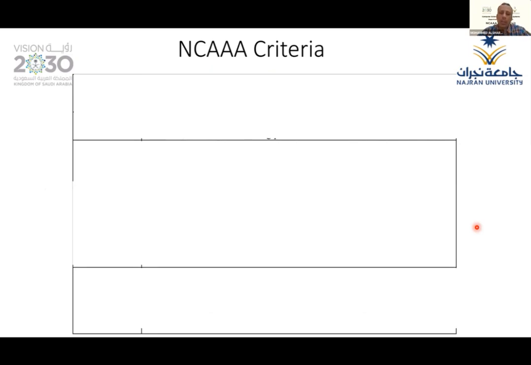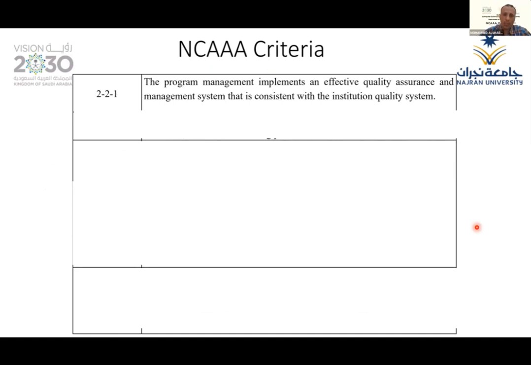The NCAAA criteria that could be covered during this session is program management implementation: implement an effective quality assurance and management system that is consistent with the institutional quality system. So, yani, we talk about a quality assurance system that assesses everything: input, process, output, outcomes, KPIs, PLO assessment, annual program report, self-evaluation scale. We have standards, we have KPIs, we have defined learning outcomes, which is really consistent with the institutional quality system, NCAAA standards, KPI standards, the quality system in the deanship and in the university, procedures, and rules.